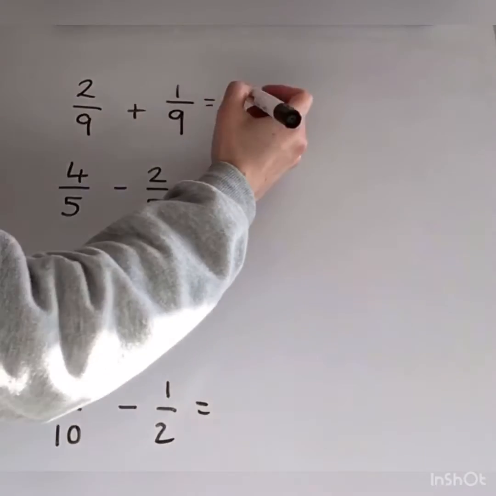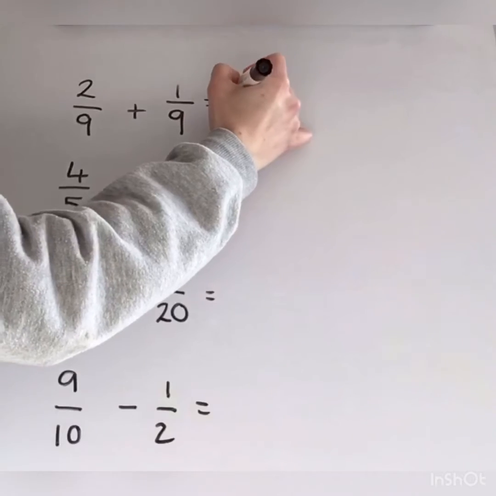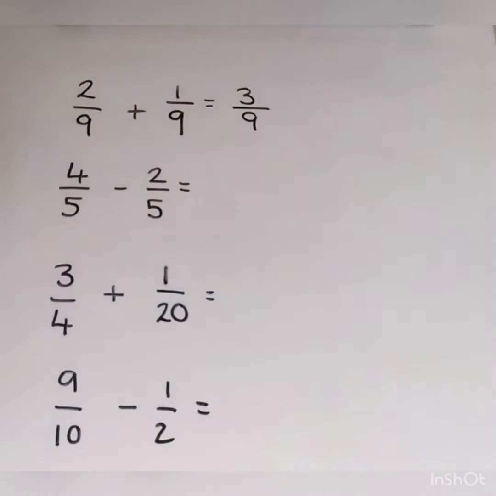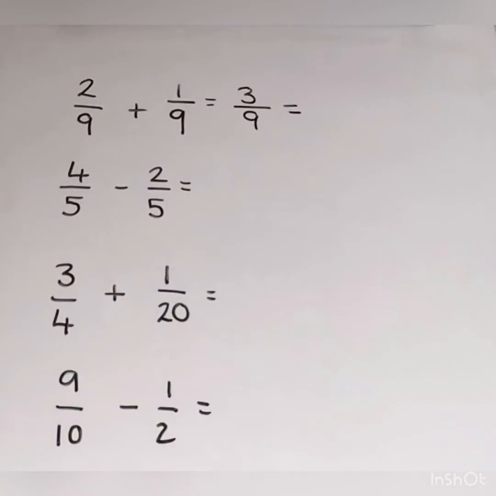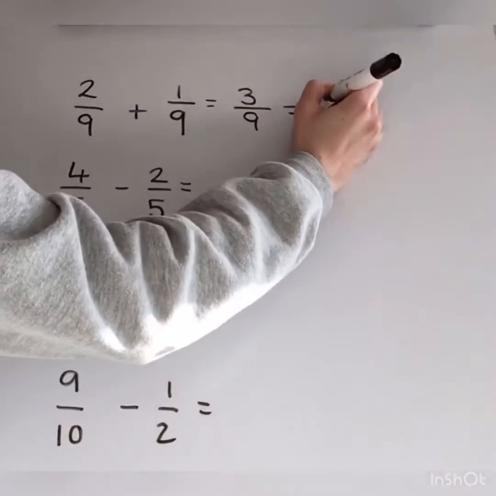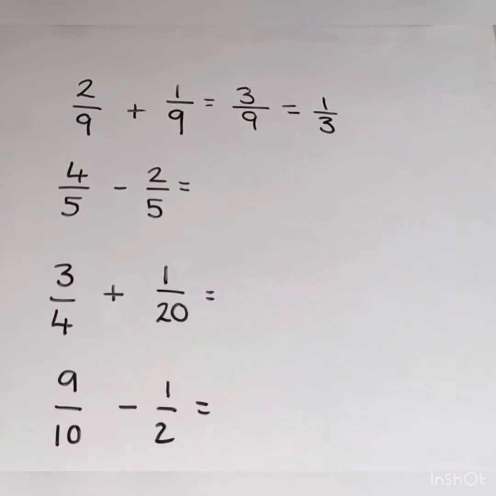So when we do have a common denominator, we're really lucky because we don't have to change anything, and we only do the operation, in this case the addition, to the top. So 2 plus 1 is 3. We do not do this to the denominator. The denominator stays the same. As always, if we can cancel down our fraction, then we should. So this one here can be divided by 3 on the top and the bottom to leave us with 1/3.